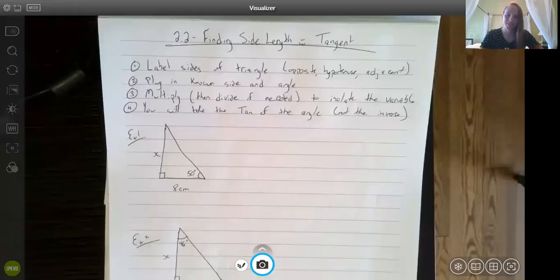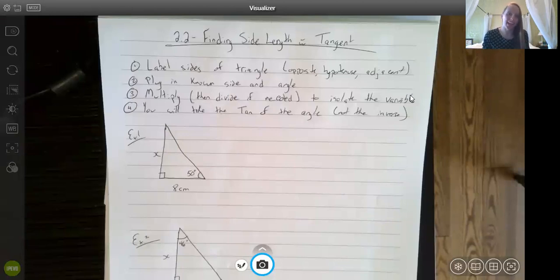Hey guys, so yesterday you were introduced to trigonometry and we went over how to find different angles using the tangent ratio. Today we're also going to be using the tangent ratio, but we're going to be looking at how to find missing side lengths in a right triangle. So this is lesson 2.2, finding side lengths with tangent.